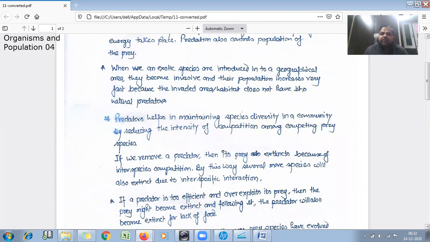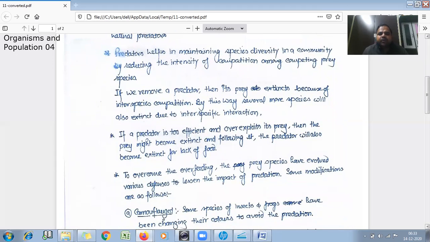Predators help in maintaining species diversity in a community by reducing the intensity of competition among competing prey species. Predators feed on the species and control their population. If there is no predator, then the prey's number will keep increasing and there will be a lot of competition for the common limited resources. So predators control their population so that they can survive, and if we remove the predator, then its prey goes extinct because of interspecies competition. In this way, several more species will also go extinct due to interspecies interaction.